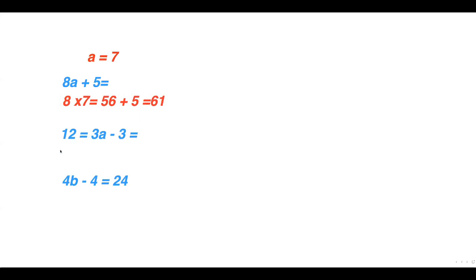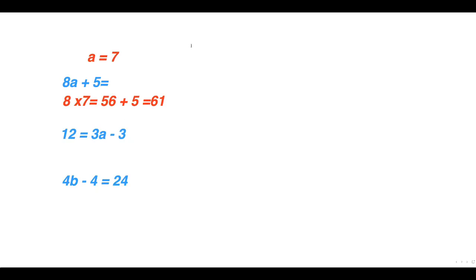Well done if you got that right. Let's have a look at the other one. Remember, this is the same way, it's just written the other way around. So you've got 12 equals 3a minus 3.